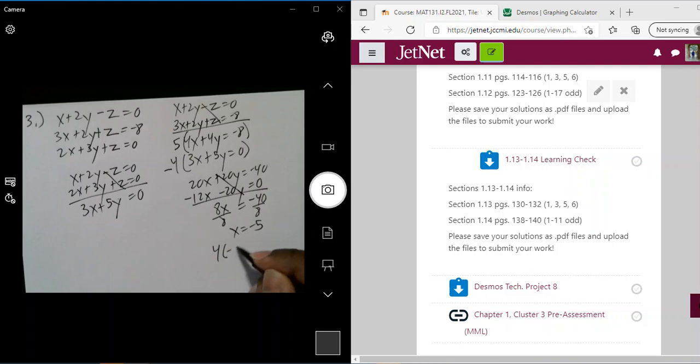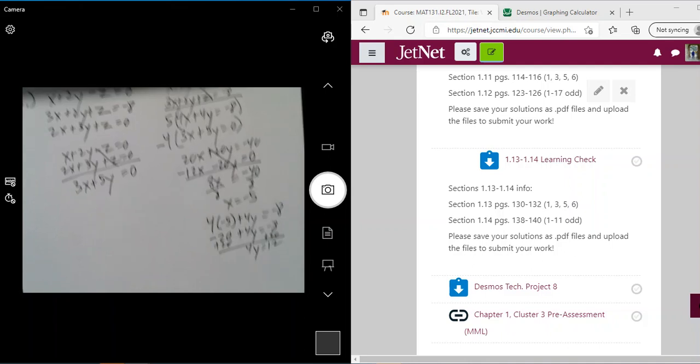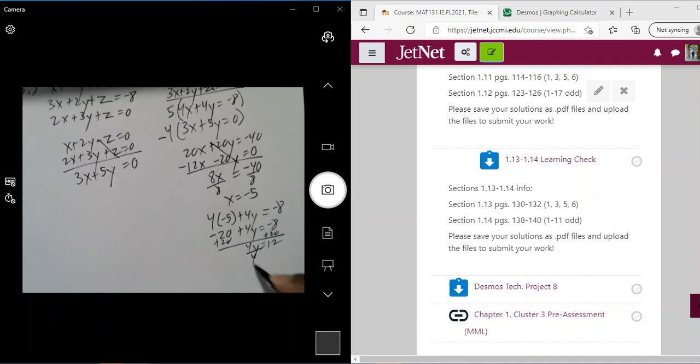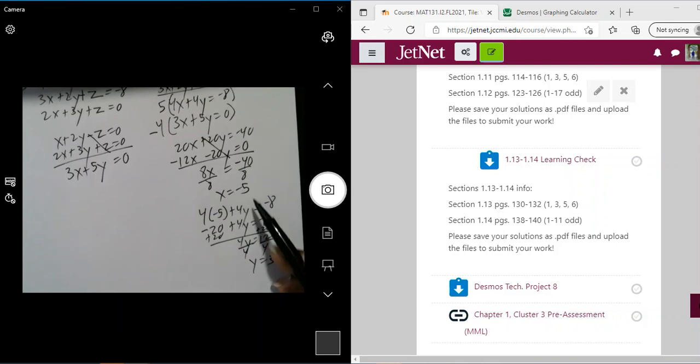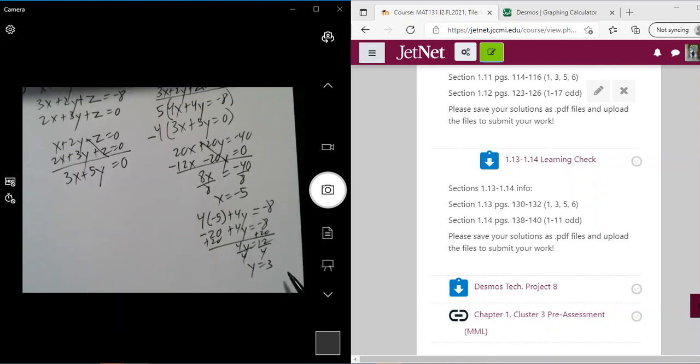So we have 4 times negative 5 plus 4y is equal to negative 8. So this would be negative 20 plus 4y equals negative 8. We'll add 20 on both sides, and 4y is equal to 12. We'll divide each side by 4, and y is equal to 3. So now we have x is negative 5 and y is 3.